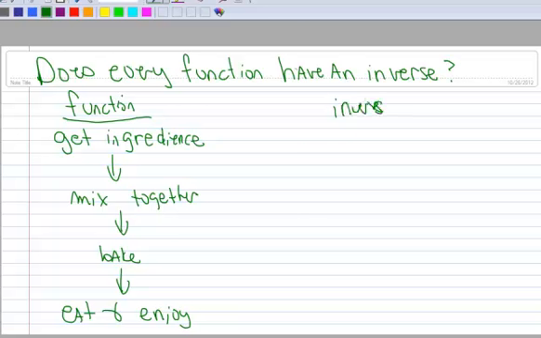So to be an inverse, I'm going to start with the eat and enjoy, but I'm going to do it in reverse order, and right away I'm not sure how I uneat and unenjoy. And then if I could even figure that out, the next step would be to unbake. Not sure how I would unbake. The third step would be to unmix together. I'm not sure how I would do that.